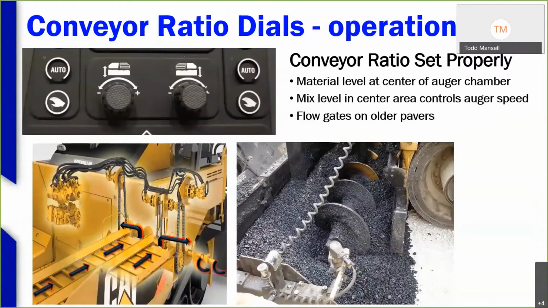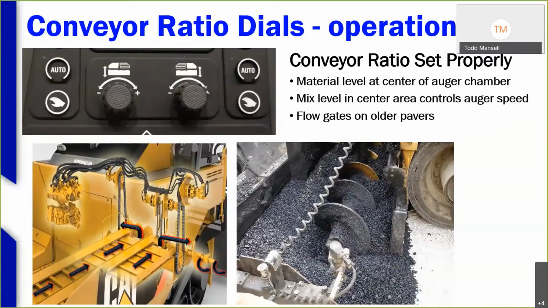So conveyor ratio dials are another technology on the pavers that have been around for a while now, but basically replaced what used to be constant speed conveyors, bringing the mix from the hopper back to the augers. With the ratio dials on the newer machines, they're a ratio of the conveyor speed to the auger speed. And the big thing here is now our conveyors are variable speed. As opposed to the old days where it was a fixed conveyor speed, we're able to adjust conveyor speed based on our production to manage that head of material, again, back in the auger chamber.